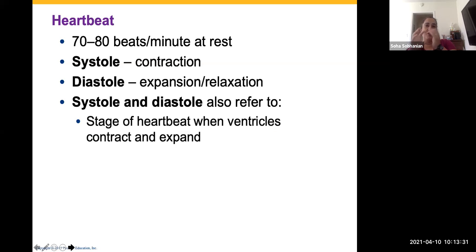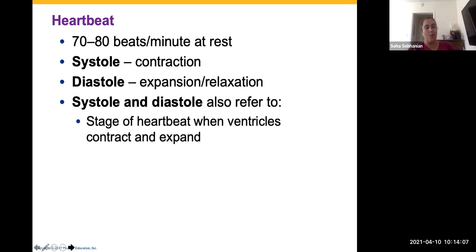Okay, so we're shifting away now from the heart anatomy briefly, and we're going into what gives the heart the ability to create pumping action, or basically its heartbeat. So the heartbeat of your heart, on average, is about 70 to 80 beats per minute at rest. That being said, what's considered normal is actually a larger range. It's 60 beats per minute up to 100 beats per minute.